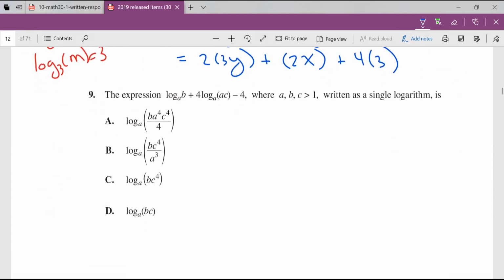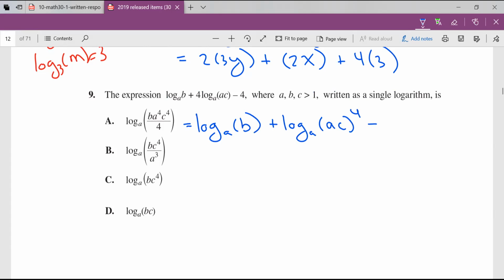All right, number 9. Okay, here we go. Another one of these questions. So what I'm going to say to myself is written as a single log. Well, to write things as a single log, the first thing I'm going to do is that coefficient of 4 has to become my exponent or my power.